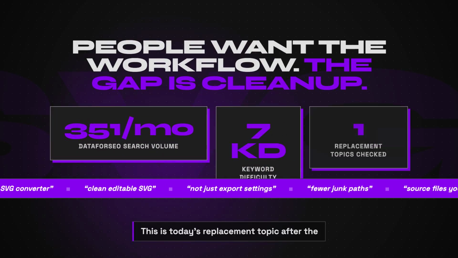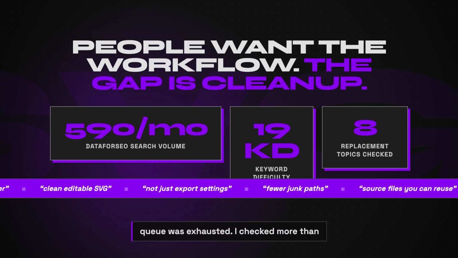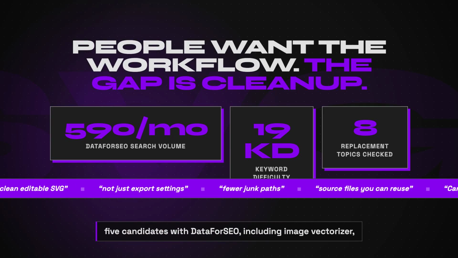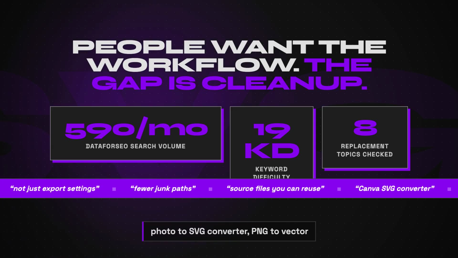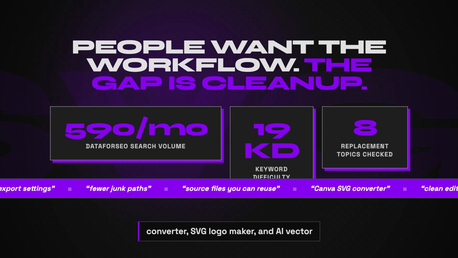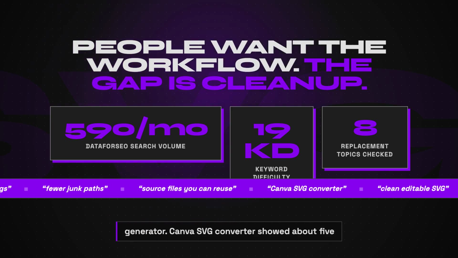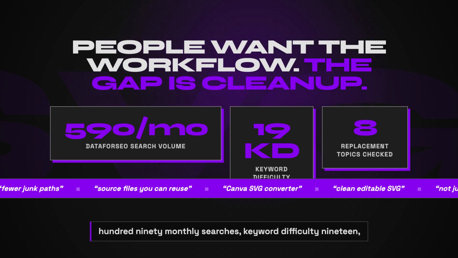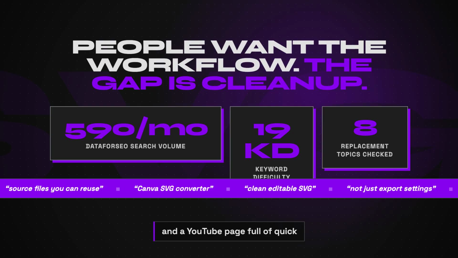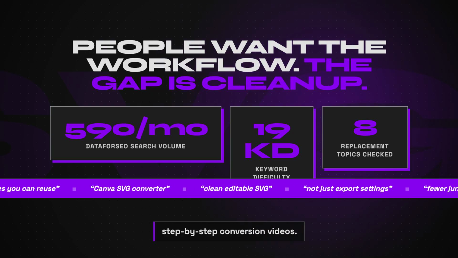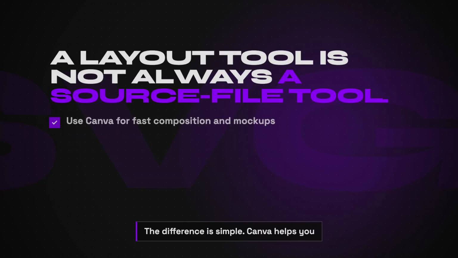This is today's replacement topic after the queue was exhausted. I checked more than 5 candidates with data for SEO, including image vectorizer, photo to SVG converter, PNG to vector converter, SVG logo maker, and AI vector generator. Canva SVG converter showed about 590 monthly searches, keyword difficulty 19, and a YouTube page full of quick step-by-step conversion videos. The difference is simple.